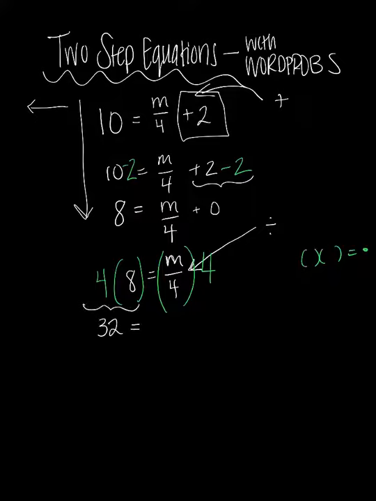And notice over here, how do I multiply a whole 4 by m divided by 4? Let's put a 1 under my 4, and now this looks like a regular fraction. Notice that my 4's end up canceling out, and I get 1m. 1m is the same as m, which equals 32.